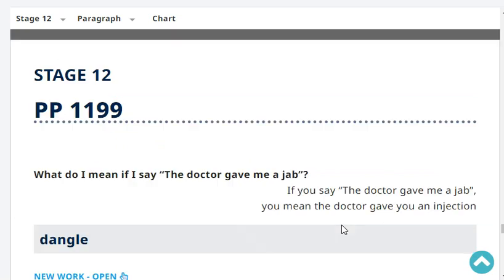Very good. What do I mean if I say the doctor gave me a jab? If you say the doctor gave me a jab, you mean the doctor gave you an injection. Very good.